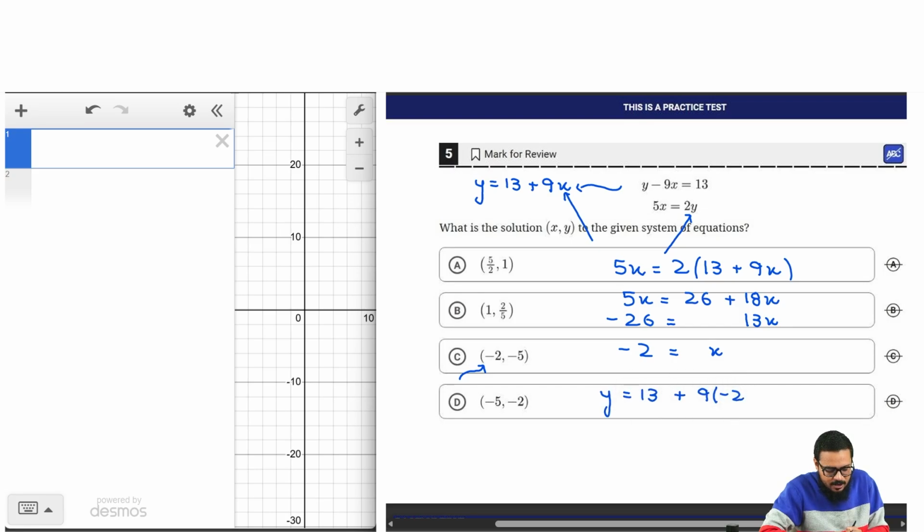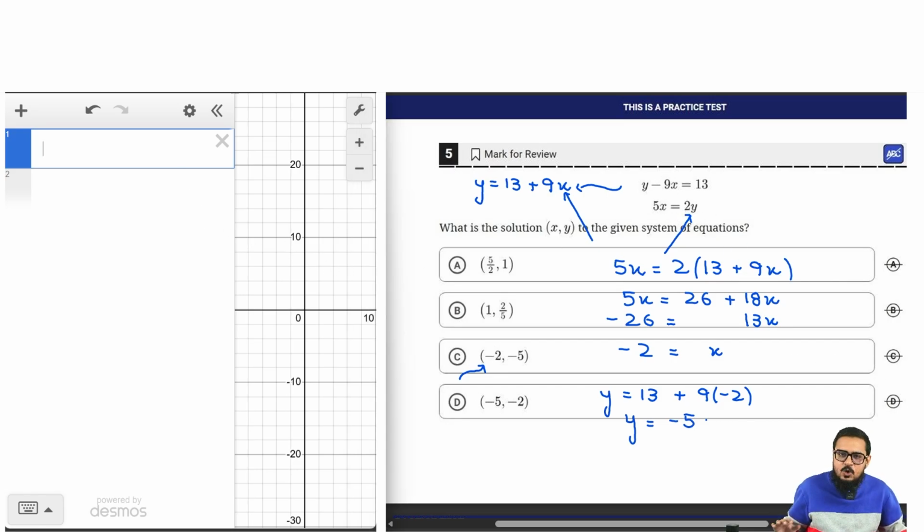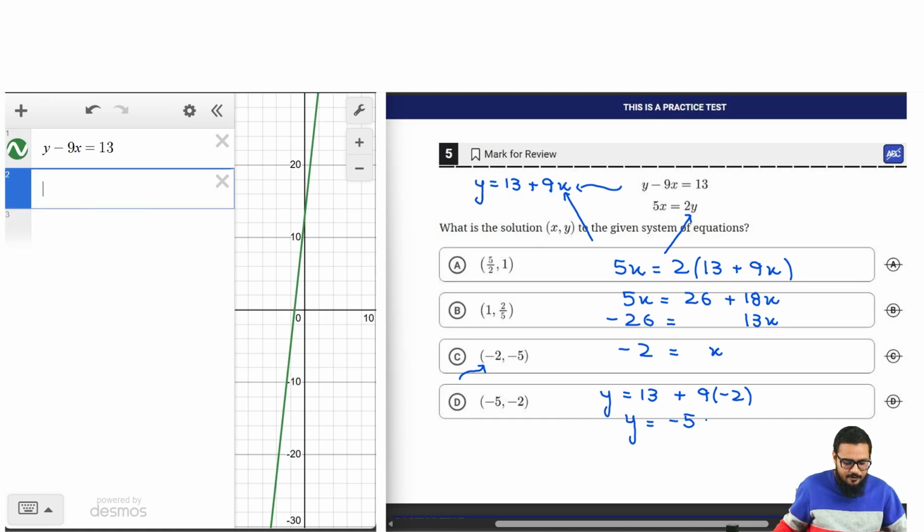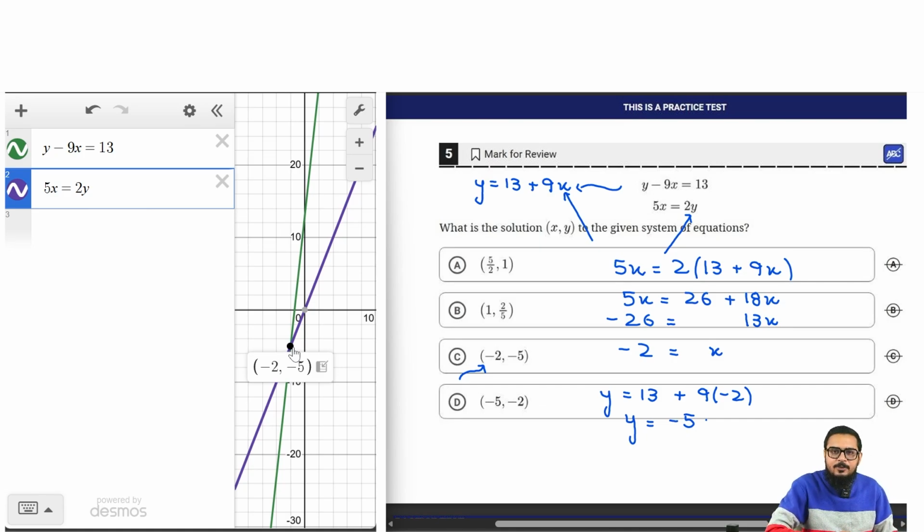You can type this on your scientific calculator as well, but either way, you will get your y value as minus 5. But I think the most effective approach for these types of questions would be the Desmos approach. Desmos is going to tell you the intersection points, right? Y minus 9x is equal to 13, and my second equation is 5x is equal to 2y, and I'm looking to find the intersection points of these two lines. Here are my intersection points. They're perfectly intersecting at minus 2 comma minus 5, which is why answer option C should be the right one.